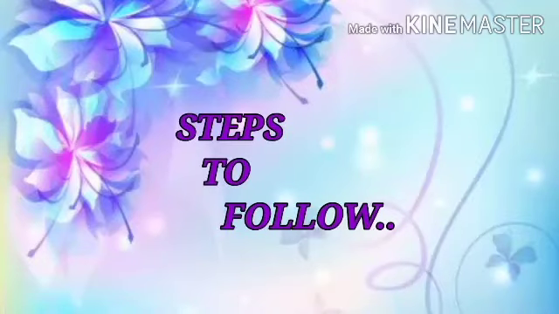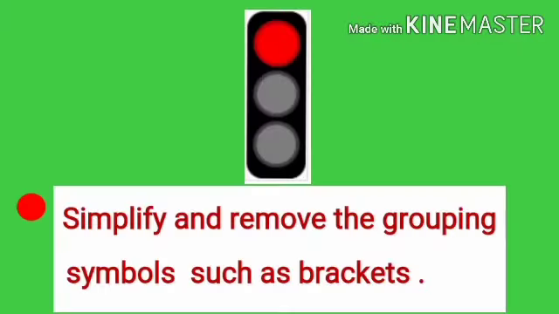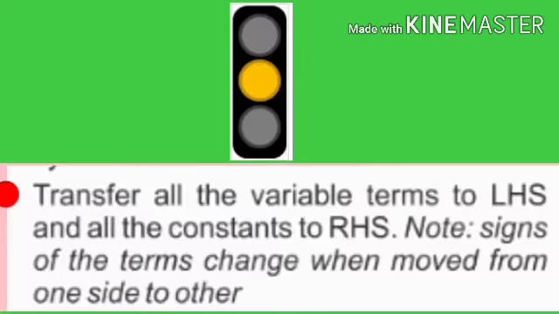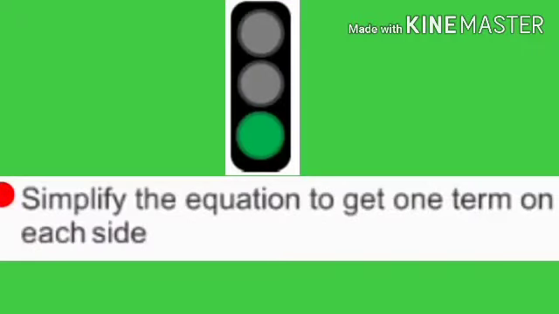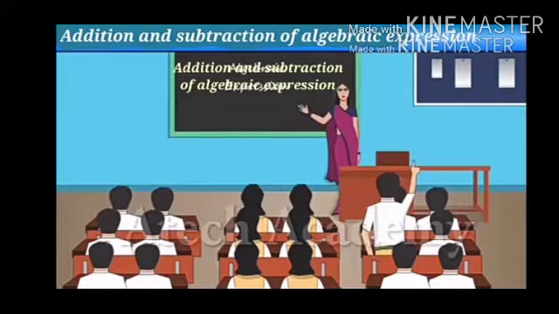Steps to follow. Step 1. Simplify and remove the grouping symbols such as brackets. Step 2. Transfer all the variable terms to the left hand side and all the constants to the right hand side. Note, signs of the terms change when moved from one side to the other. Step 3. Simplify the equation to get one term on each side.